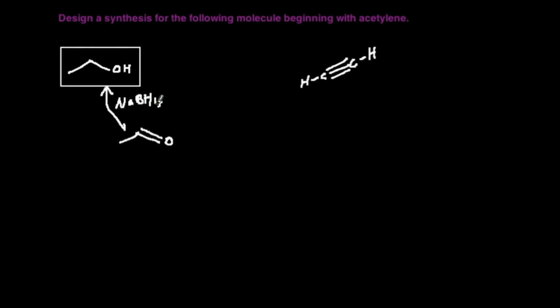Now, do I know any ways to convert acetylene into this aldehyde? And the answer is yes if you've done the alkyne chapter in your textbook. There's actually one reaction that you can do to do this. I mean, it's only one step. One of them that I can think to do is just mercuric sulfate, so HgSO4, and sulfuric acid, H2SO4.